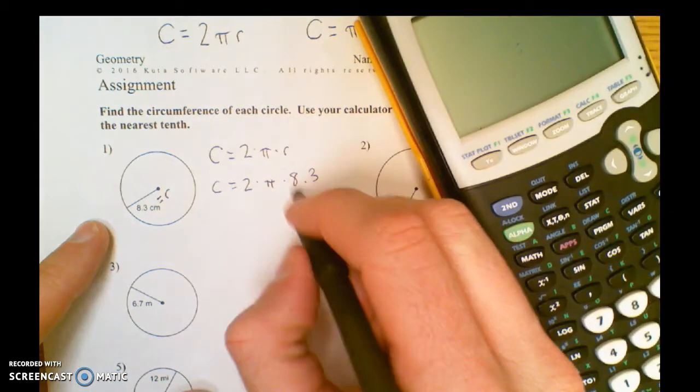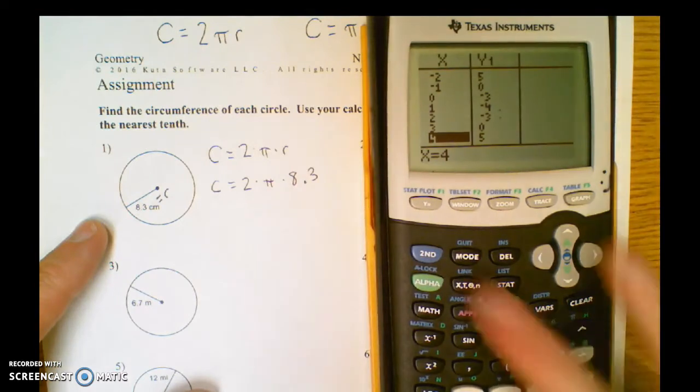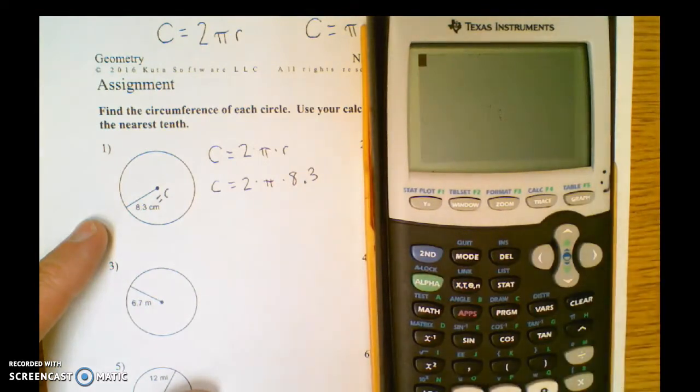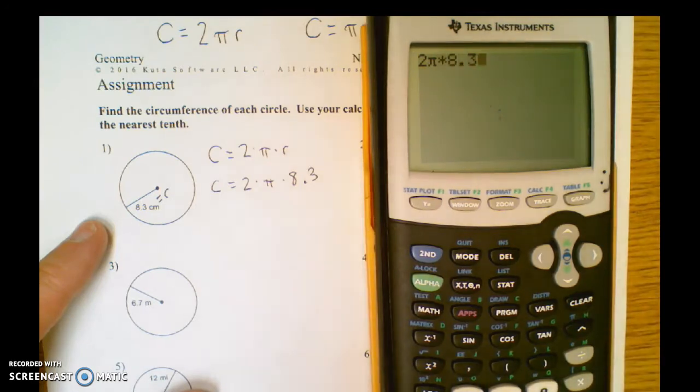And that's a decimal right here. This is not multiply. So on your calculator, clear out whatever's on the screen, and you're going to type in 2. Now to get the pi symbol, pi is right above the clear button, or below the clear button, excuse me. You hit second, pi, and then times 8.3. So I've got 2 pi times 8.3.